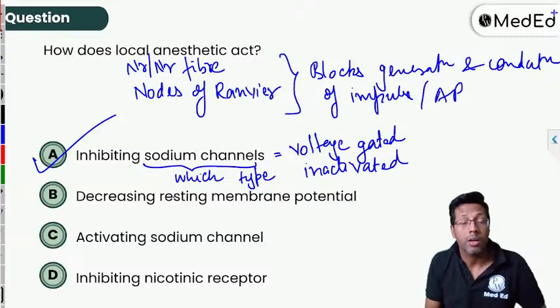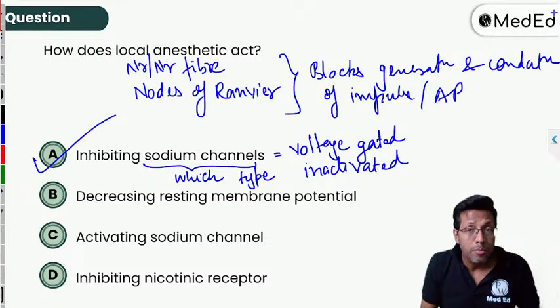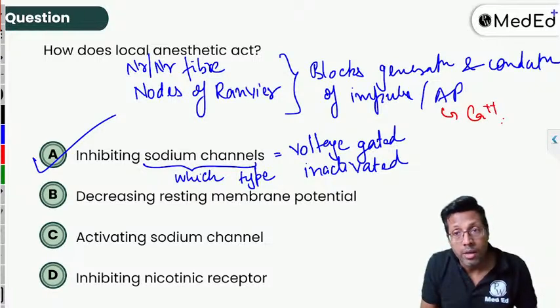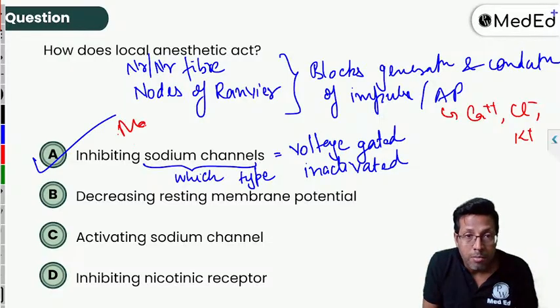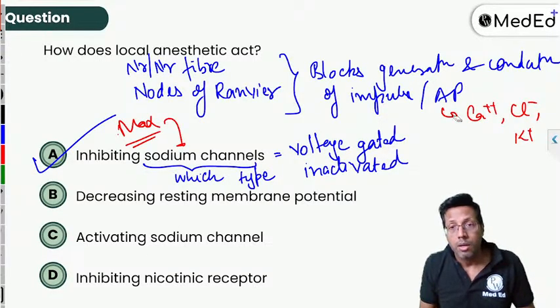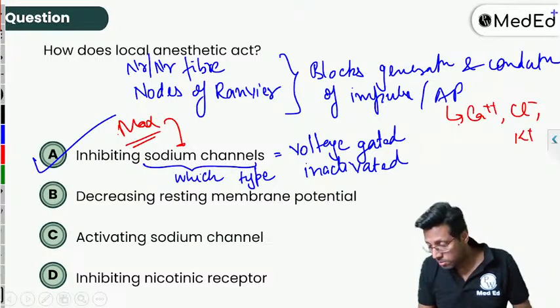On the sodium channel, remember, because it is blocking the action potential, it can even work on calcium channels, chloride channels, or potassium channels. But the maximum effect takes place at the sodium channels. Okay? Clear, everyone?